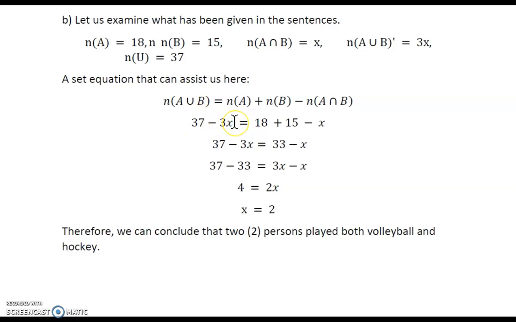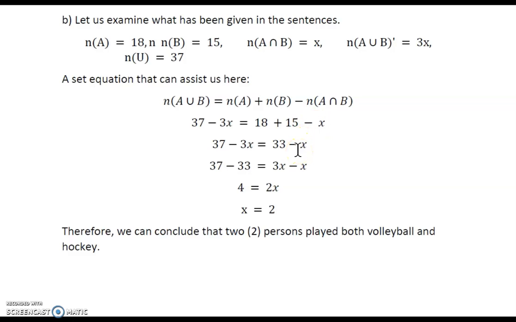As we explained before, here's 18, here's 15, and here's x. Now we're going to rearrange this to solve for x. 18 plus 15 is 33. 37 comes here, minus 3x, minus x.